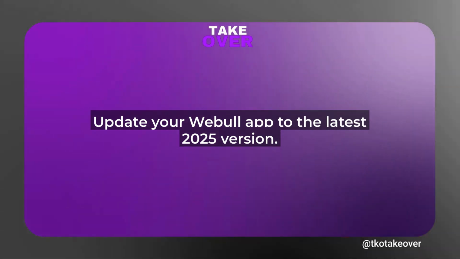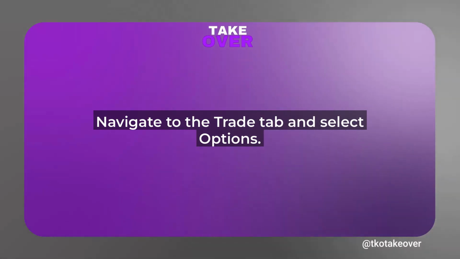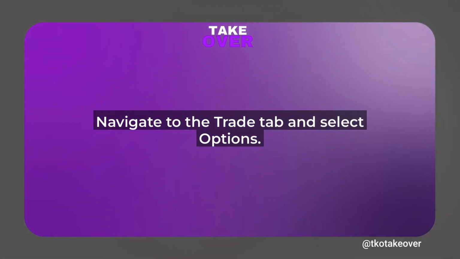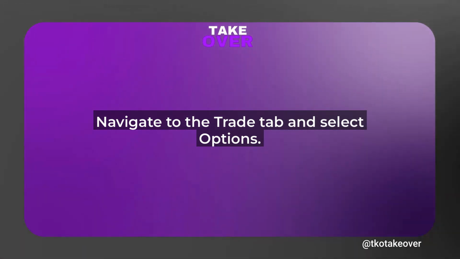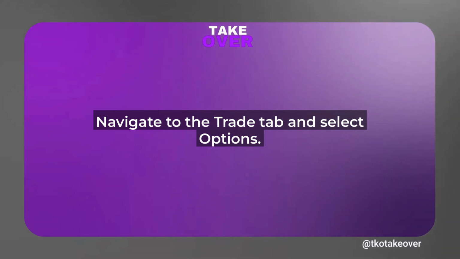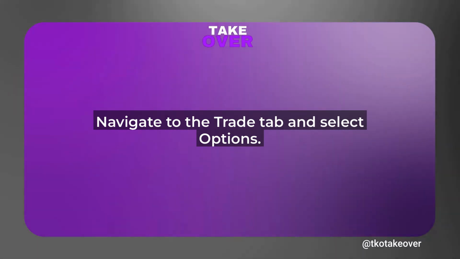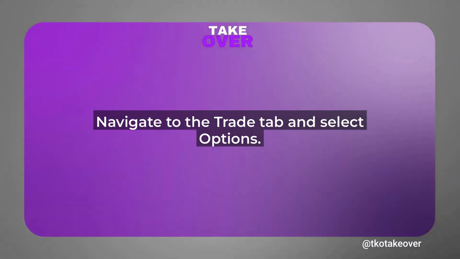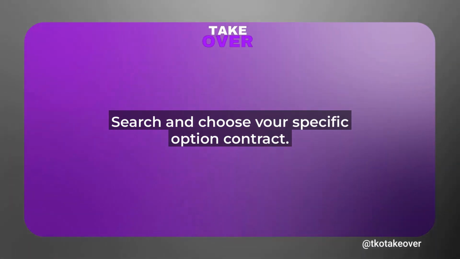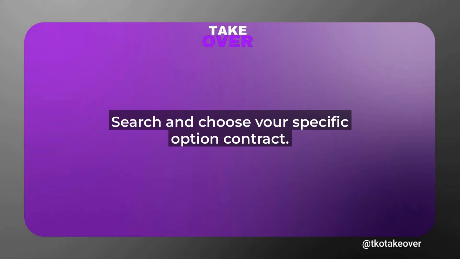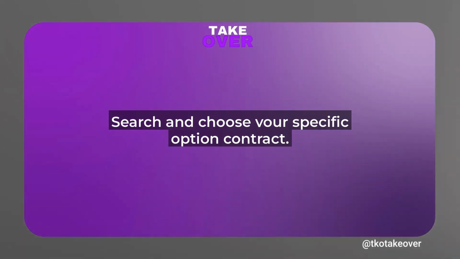First things first, make sure you have the latest version of the Webull app installed on your device. Log into your account and navigate to the Trade tab at the bottom of the screen. Here, select Options from the available asset types. Now, search for the specific option contract you want to trade by entering the stock symbol and choosing the expiration date and strike price. Once you've selected your option, tap on it to open the order entry screen.